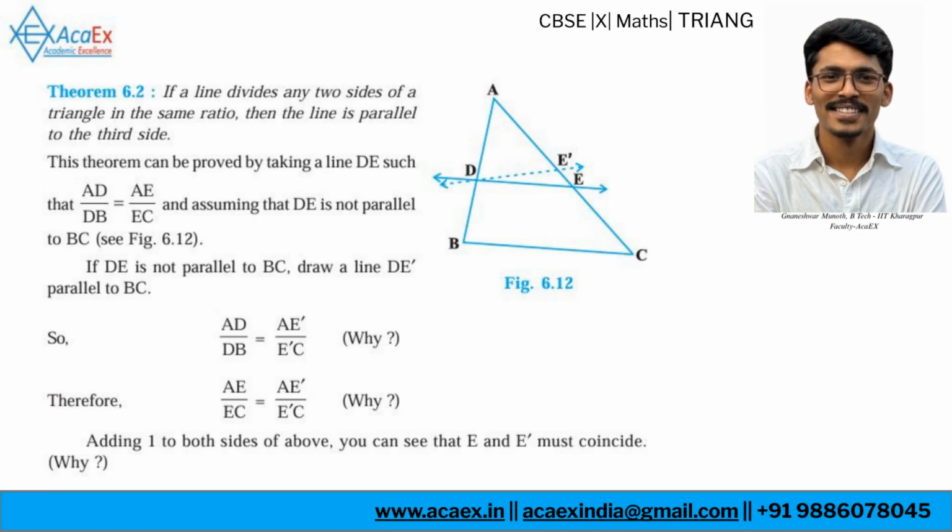If a line divides any two sides of a triangle in the same ratio, then the line is parallel to the third side. This theorem is the converse of Theorem 6.1 and can be proven by assuming the line is not parallel and showing that this leads to a contradiction.